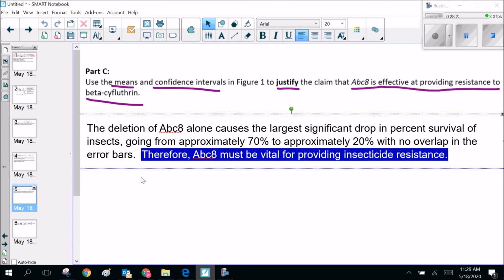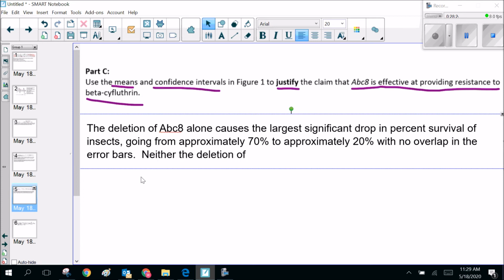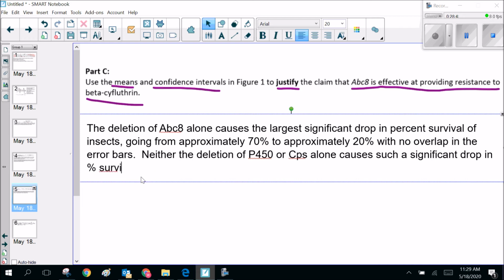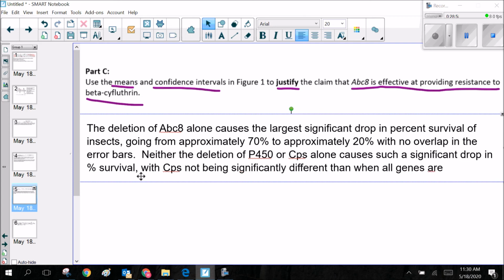So we could go ahead and say neither the deletion of P450 or CPS alone causes such a significant drop in percent survival, and I'm sort of being lazy here with my typing, percent survival with CPS not being significantly different than when all genes are wild type.